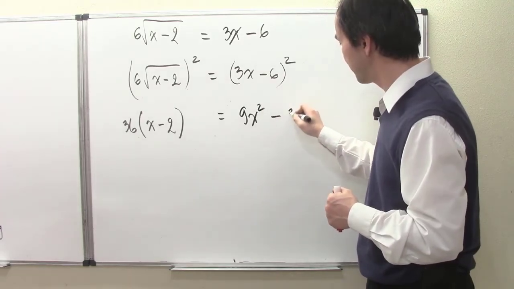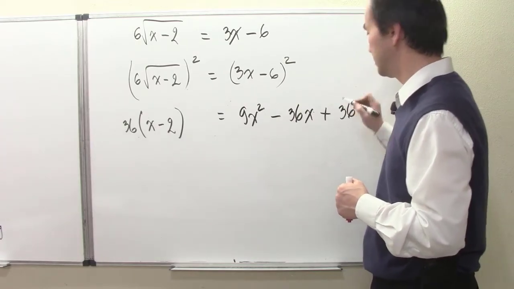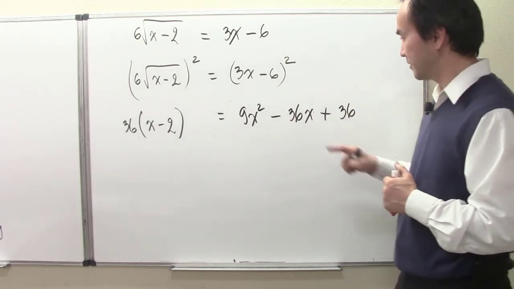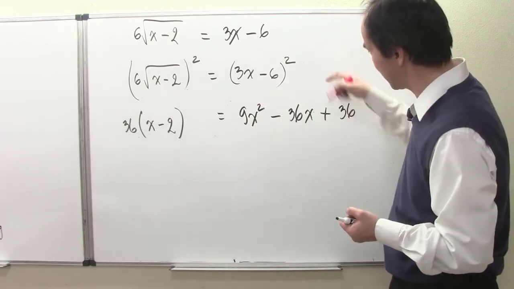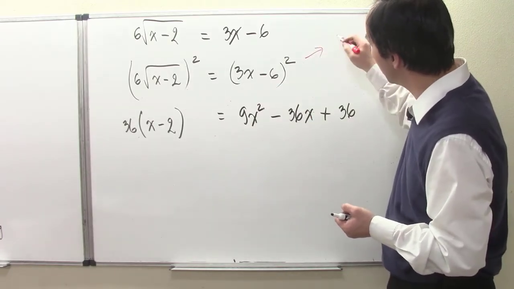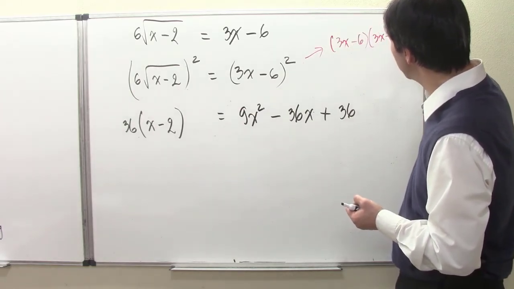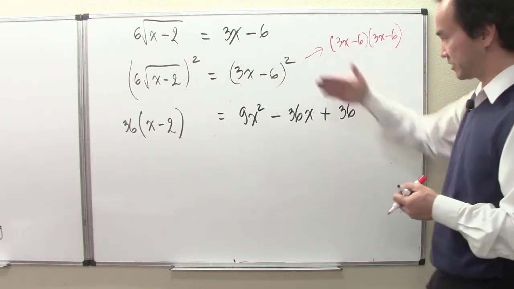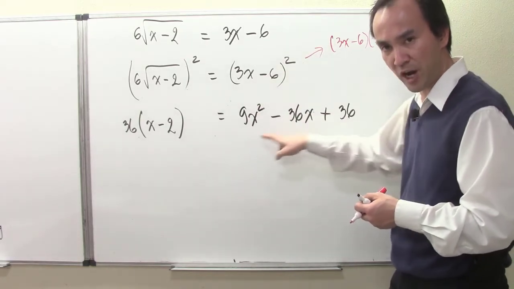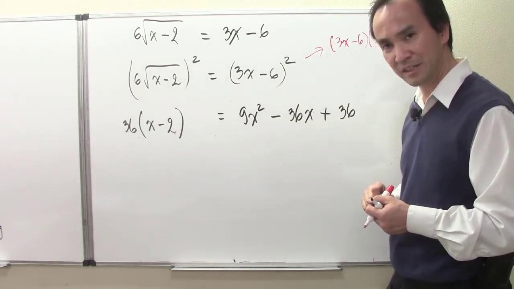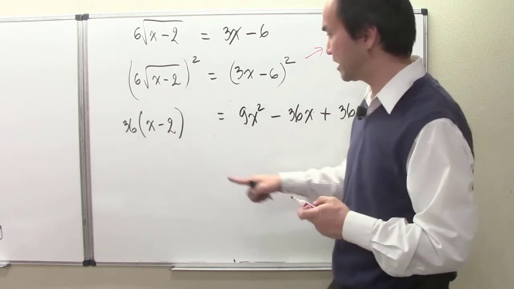minus 36x plus 36. Okay, and once again, anyone can see this as the foiling of 3x minus 6 times 3x minus 6. Or there has always been a fast formula to go from a perfect square into this trinomial setup. Okay, but now at this point, with this resulting equation, I'm going to continue solving.